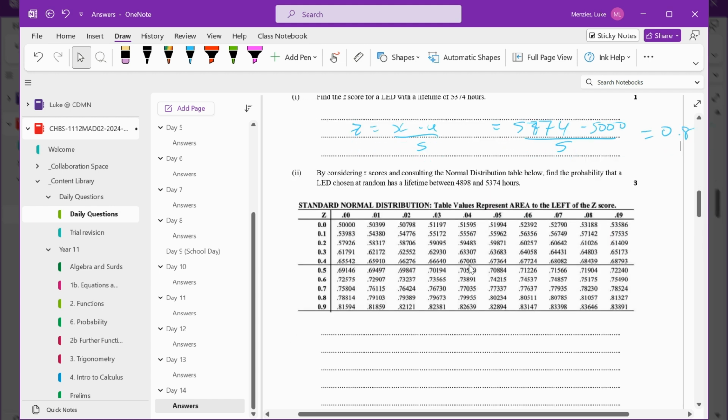By considering Z-scores and consulting the normal distribution table, find the probability that an LED chosen at random has a lifetime between 4898 and that. We don't have a Z-score for the new one, so we've got to do two things here. First, we'll do the Z-score of the new one we got. 4898 minus 5,000 over 425. That gives us a Z of, I believe, negative 0.24.